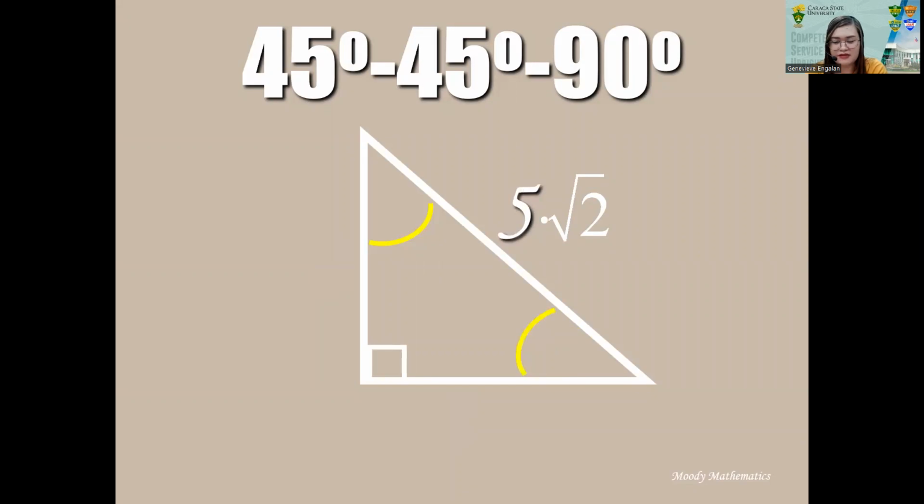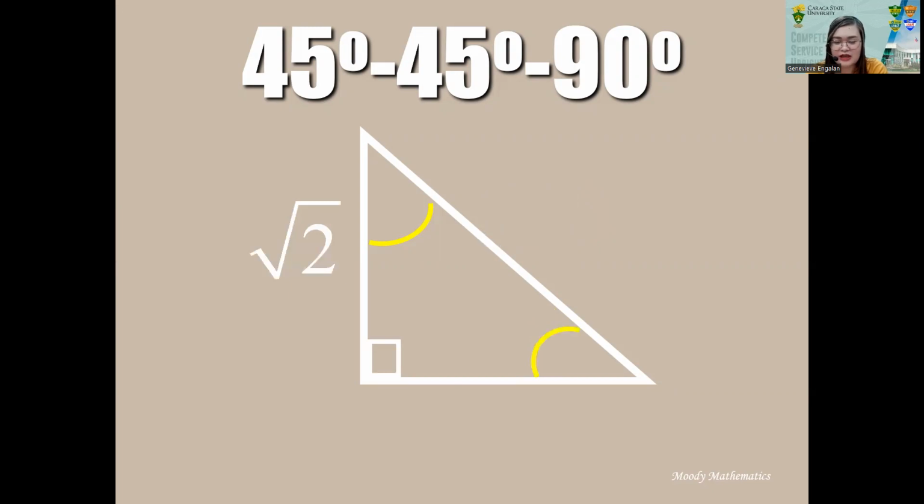Okay, kung 5 square root of 2 ang hypotenuse, unsay measure sa legs? 5. Okay, so ang hypotenuse 10 square root of 2, pilay measure sa legs? 10. Okay, so yun na gyud class.